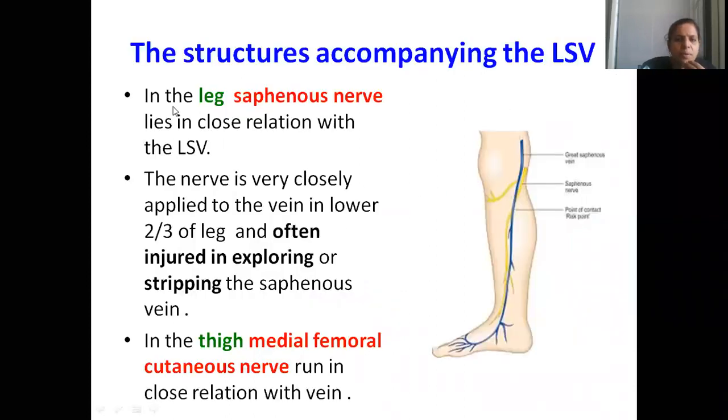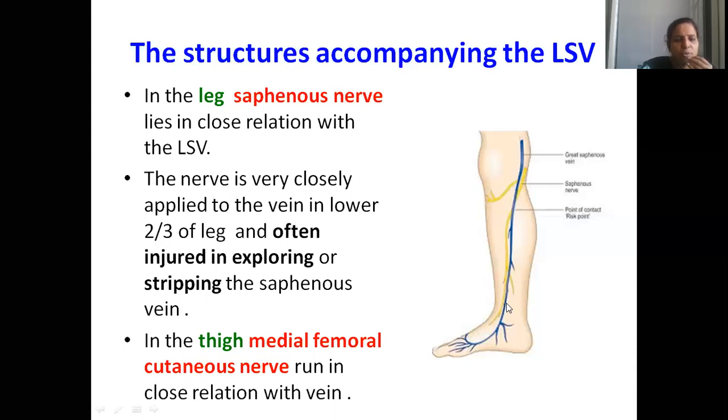So that is the structures accompanying. So you see this is the dorsal venous arch and this is our great saphenous vein which has started its journey on the medial aspect of the leg. Now you are finding there is a cutaneous nerve accompanying. So that is nothing but saphenous nerve. It is lying in close relationship with long or great, same thing, great saphenous vein. The nerve is very closely applied to the vein in the lower two-thirds of the leg, as you can see, this one.